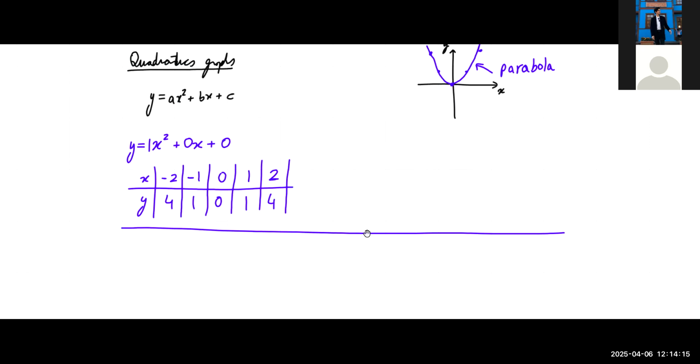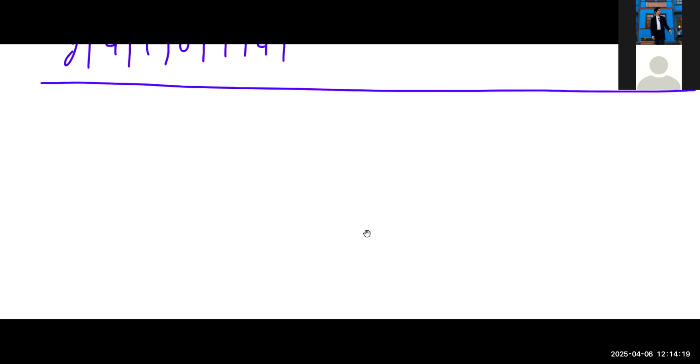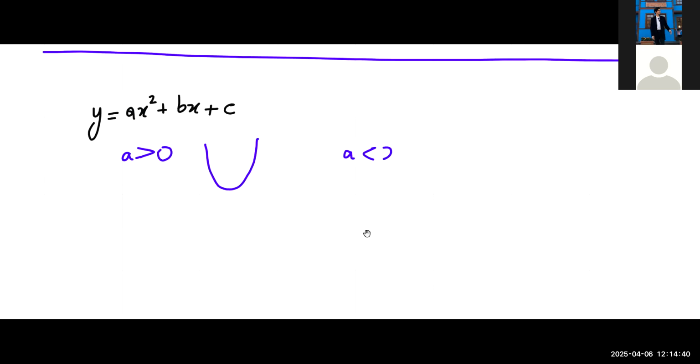Now, there are some important things you can find out about the shape of the graph just by looking at the equation. So what can you find out? For example, if you take a general quadratic equation, if a, the coefficient of x squared, is positive, you will get a U-shaped parabola. But if a is negative, meaning the coefficient of x squared is negative, you will get an N-shaped parabola.